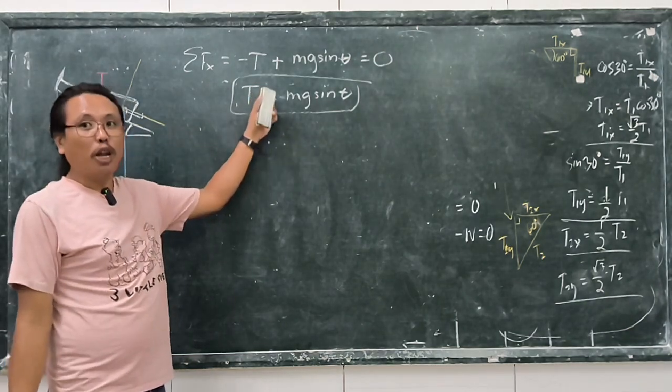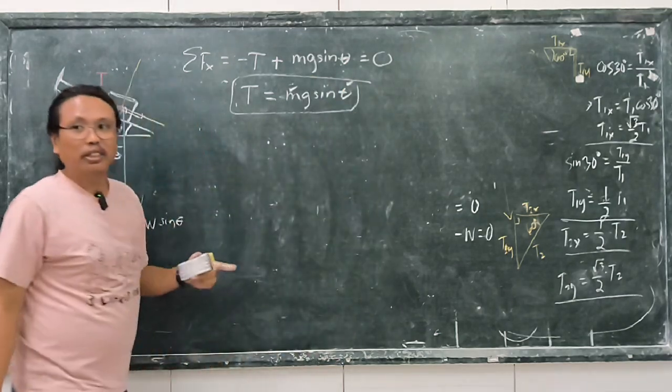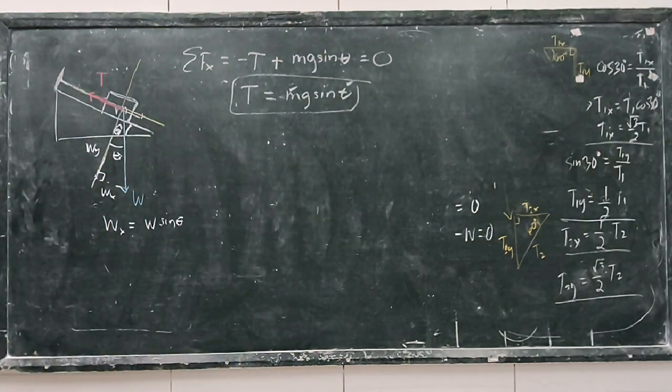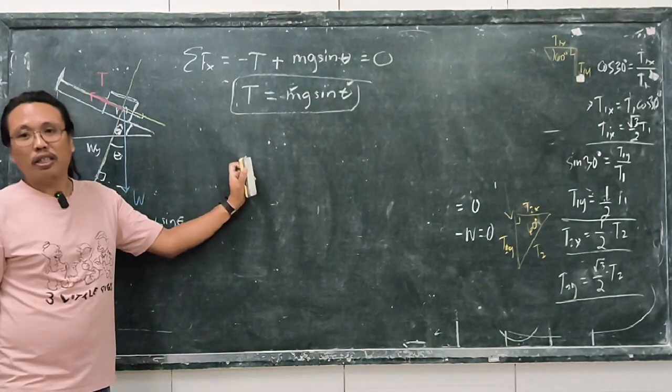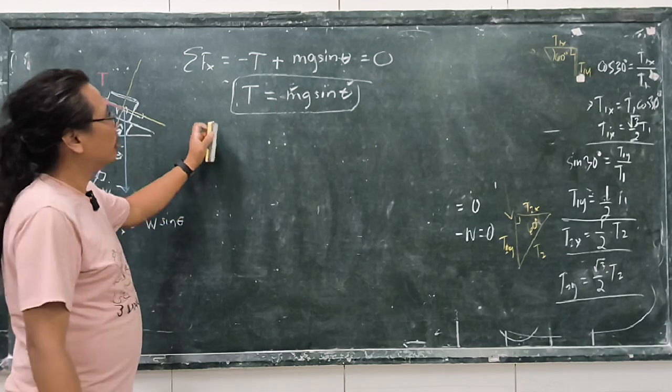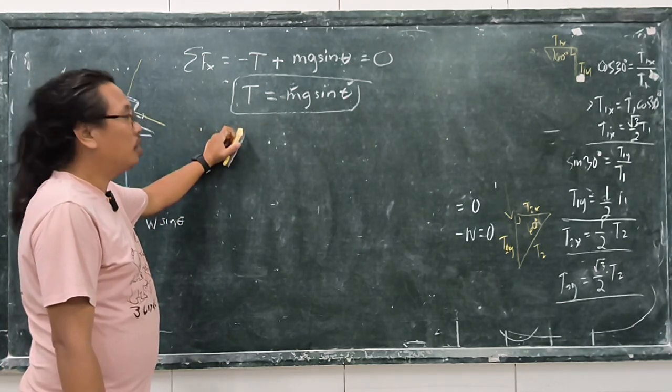This is already a working formula. Why? The mass is already given, and theta is already given in the problem. So when you derive the formula, dapat ang final formula must be in terms of the given. Nasabtan? Okay? Any question? Okay?